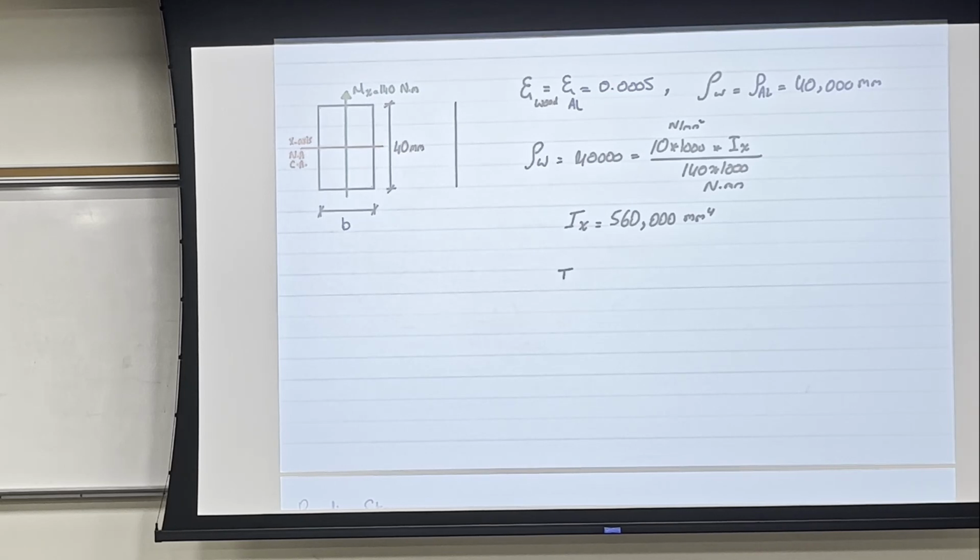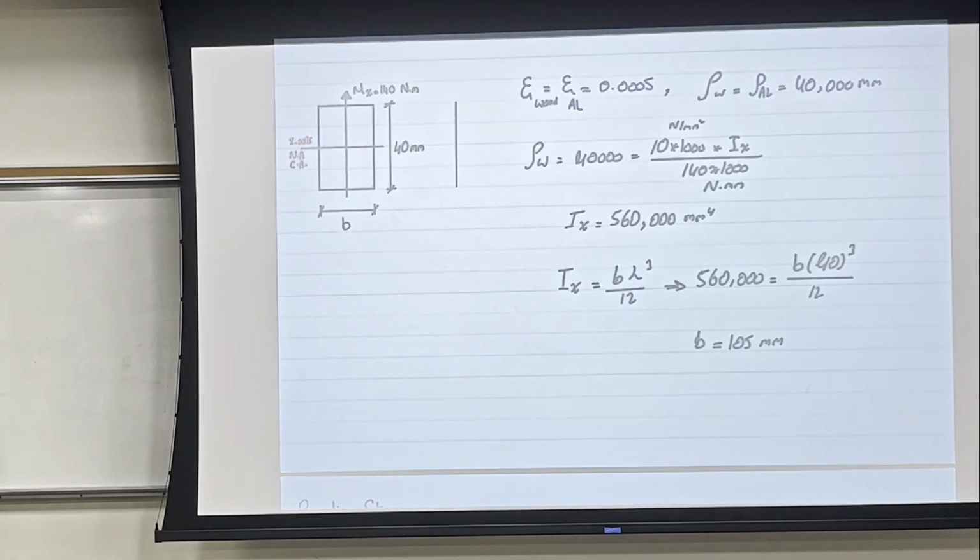And Ix is equal to BH cubed over 12, and I is equal to 560,000, which is equal to B, which is the unknown now, times H, which is the height and is known, which is 40 to the power 3, and then over 12. And I found out that B is equal to 105 millimeter.